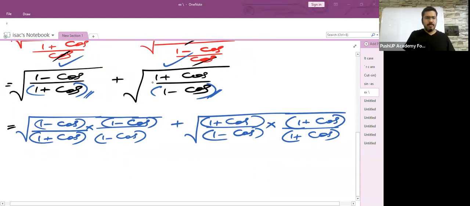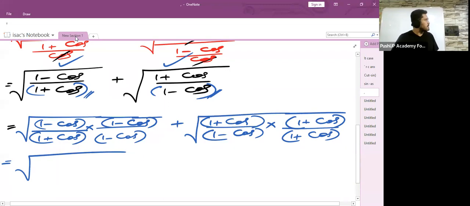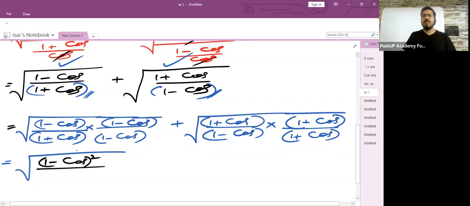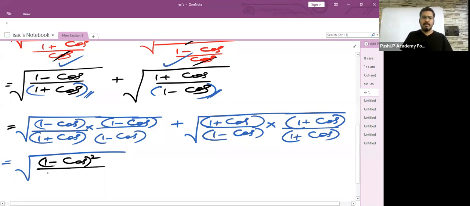So this is equal to square root of 1 minus cos into 1 minus cos, divided by 1 plus cos into 1 minus cos. What is 1 minus cos into 1 minus cos? It is 1 minus cos, the whole square. And what is 1 plus cos into 1 minus cos? It is 1 minus cos square.